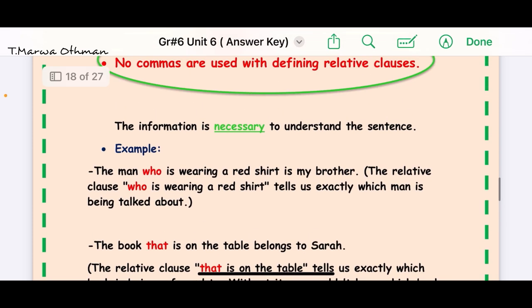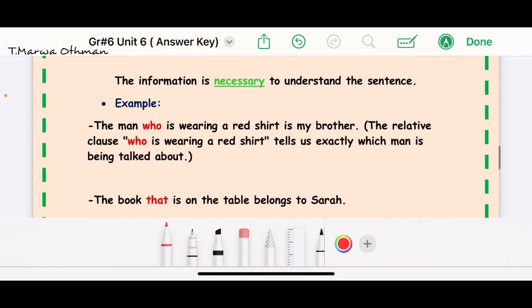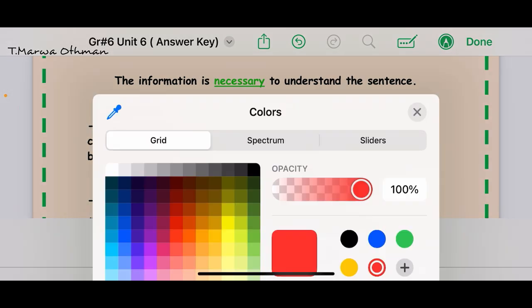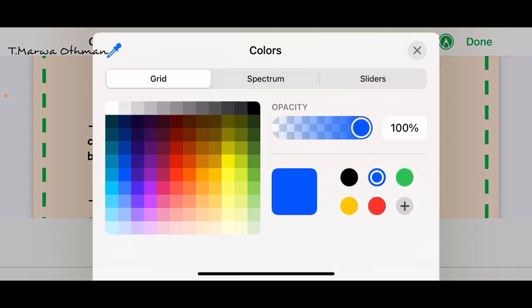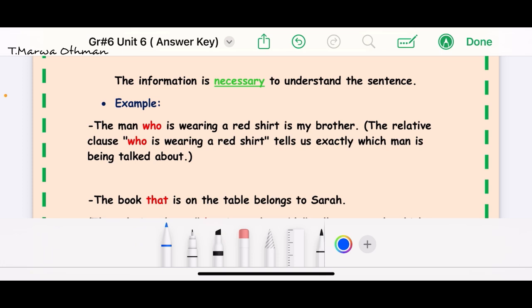Okay, look at here. So in order to understand the sentence here, you cannot remove anything, any part, from the sentence. Okay, look at here. This is the blue one. Okay, the man who is wearing a shirt.